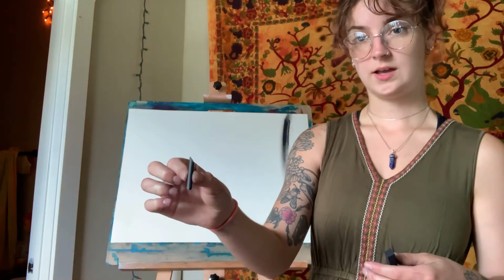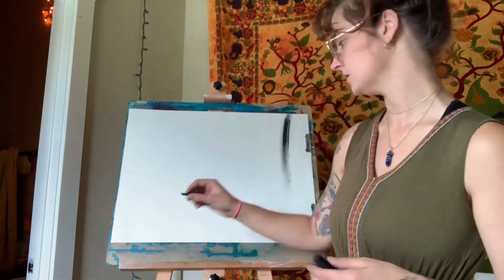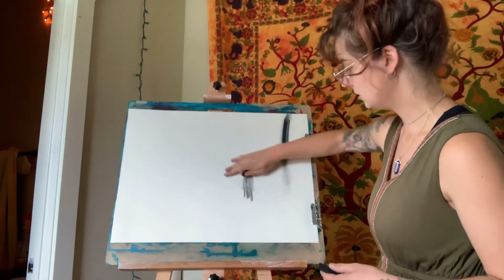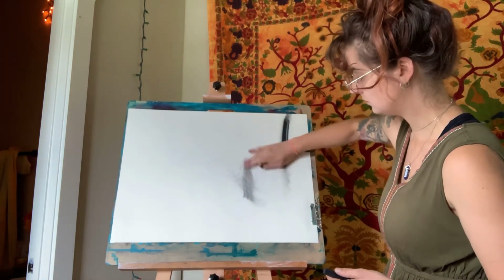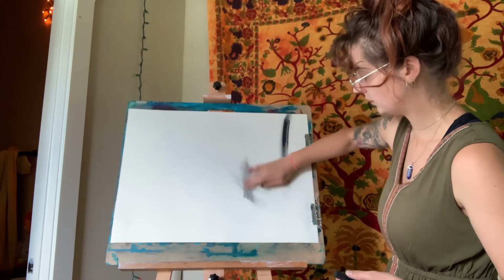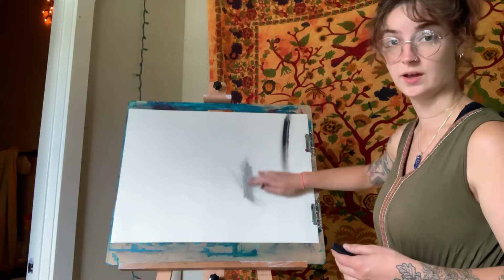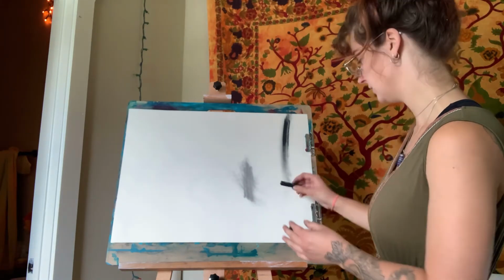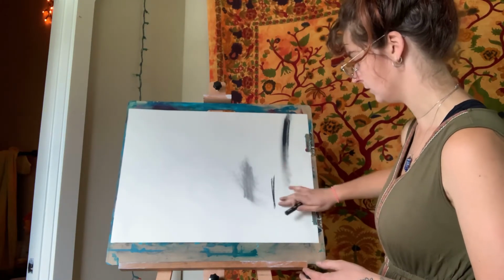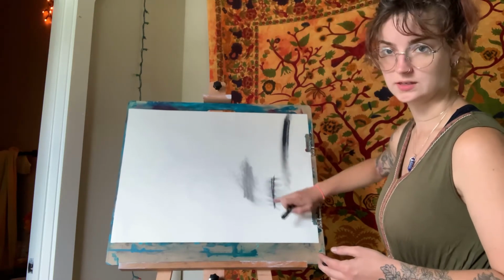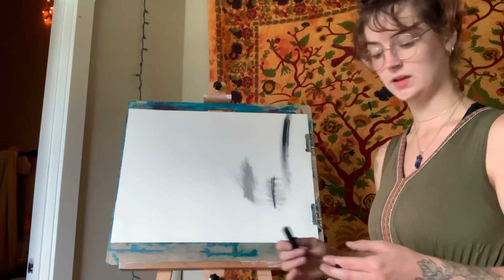Uncompressed charcoal has no binding agent, so there's nothing that keeps the charcoal on the page. So you can move it around as much as you want, and you can rub it to the point where you lose all of these hard edges, and it's just pure value. As opposed to compressed charcoal, no matter how much you rub it, you're still going to have those distinct lines, or whatever marks you make.